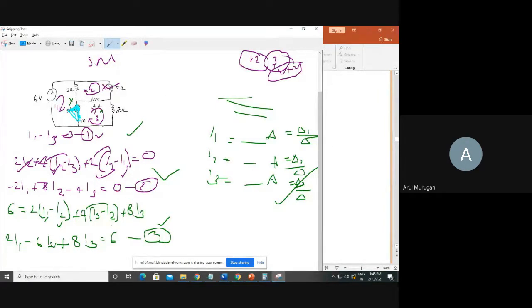Those who understand, type SM in the chat box. Those who understand, type SM in the chat box. If you do not understand, type 0 in the chat box.